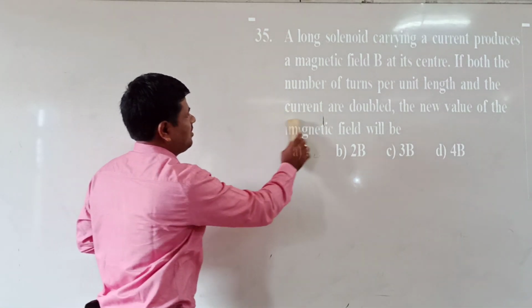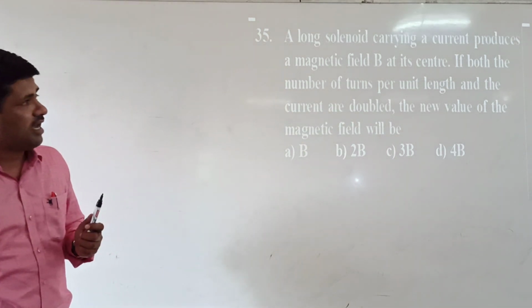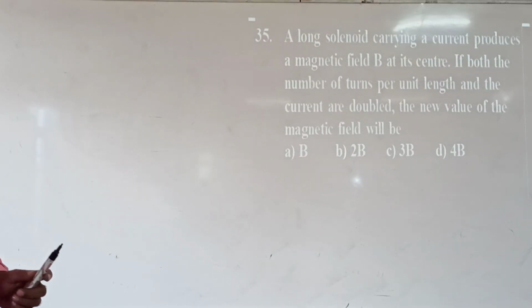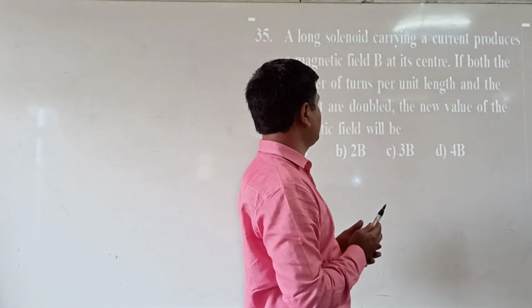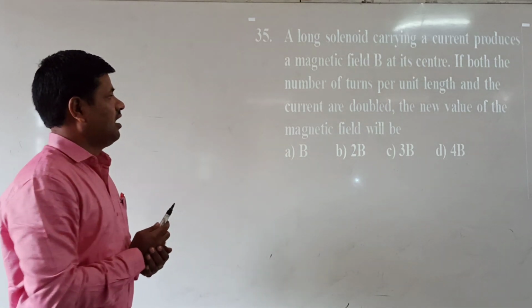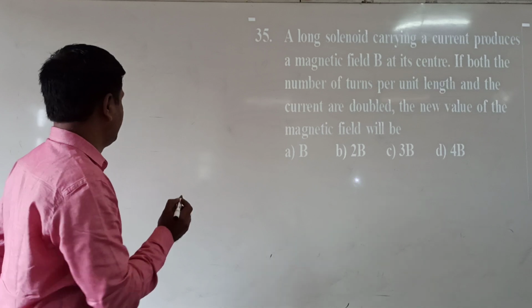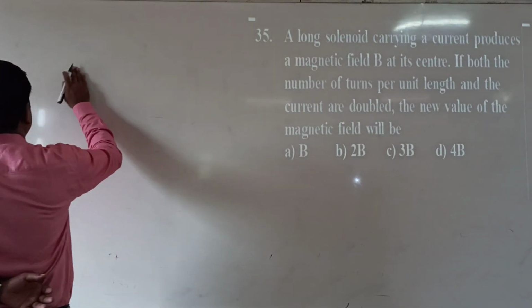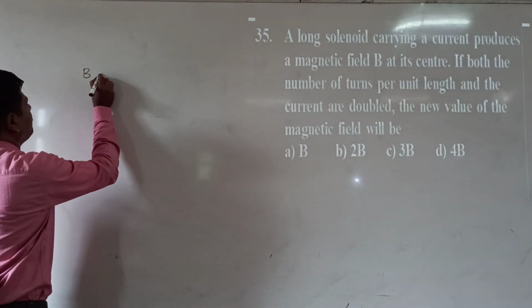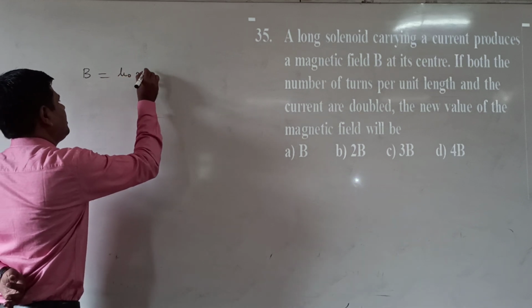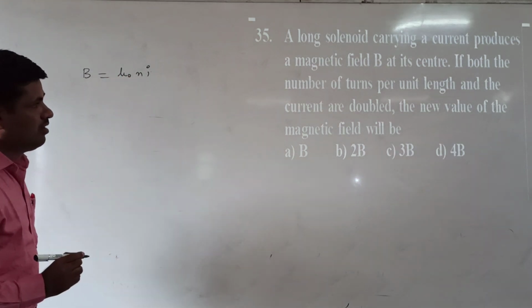What is question number 35? See here. A long solenoid carrying a current produces a magnetic field B at the center. If both the number of turns per unit length and current are doubled, the new value of the magnetic field is? Inside the solenoid, the magnetic field formula is B is equal to mu naught N I. This is the magnetic field formula.